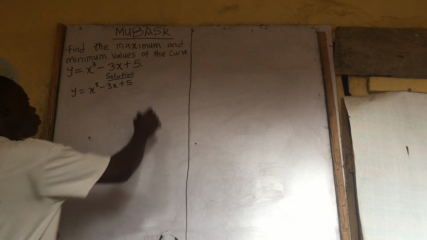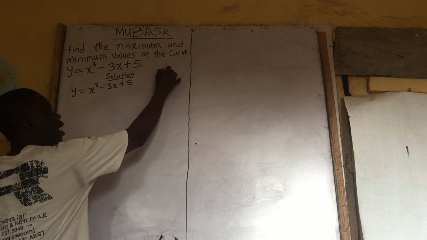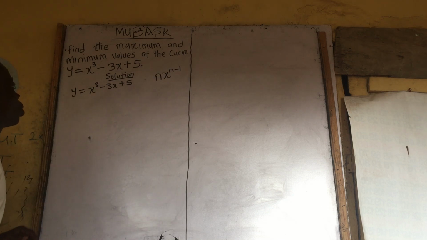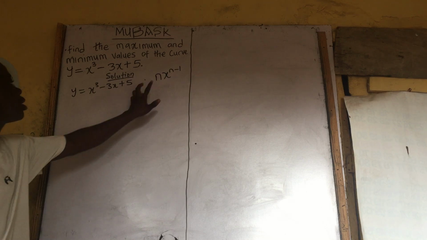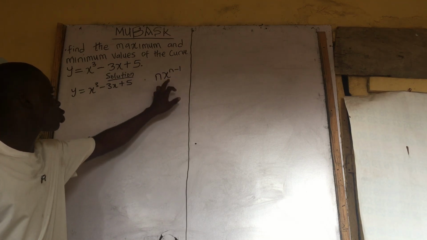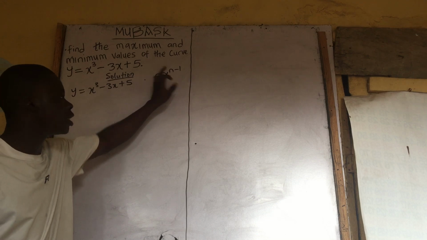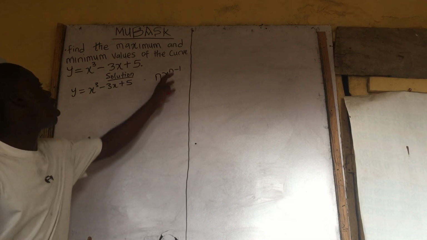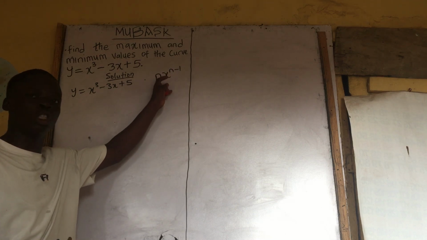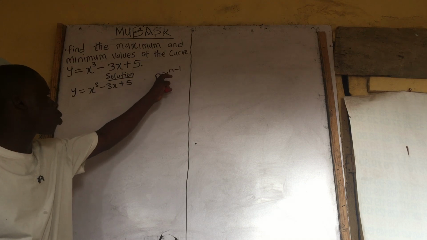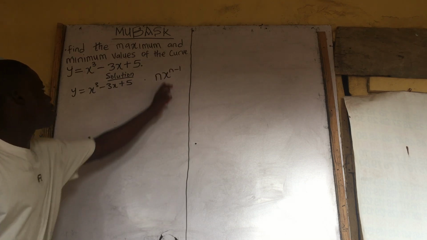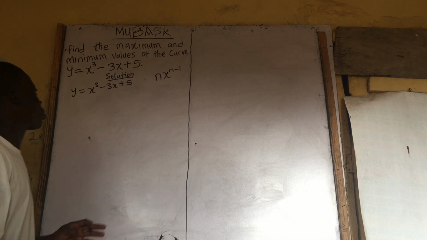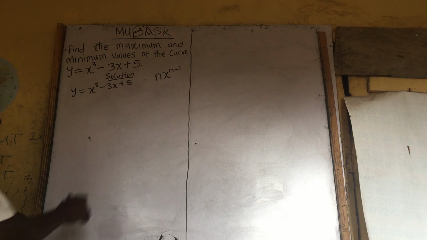But let us use the general formula for it, which is nx raised to n minus 1, to differentiate x cubed. In this formula, n means the power. To differentiate, our power comes and sits beside the x, which is nx, and the new power is n minus 1. Let us move on.